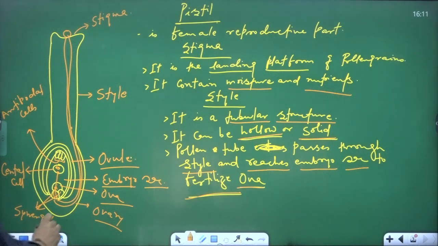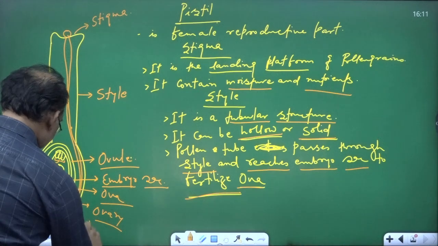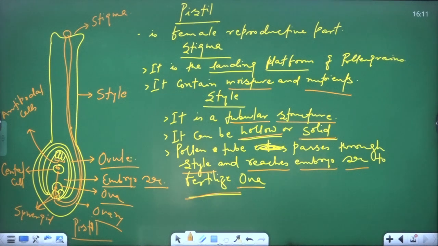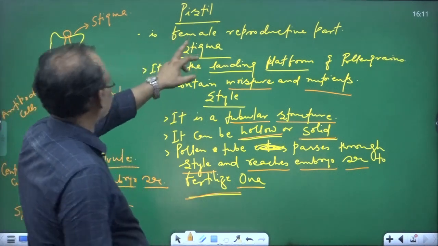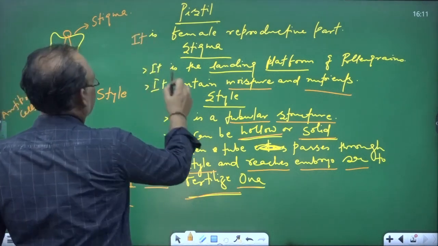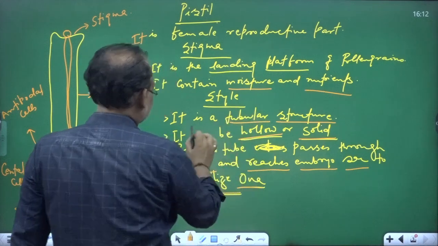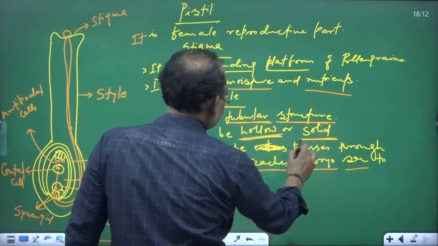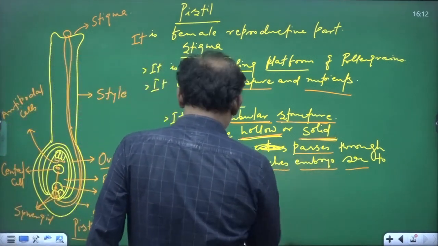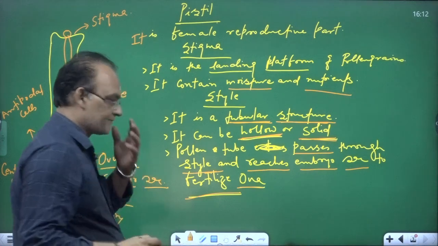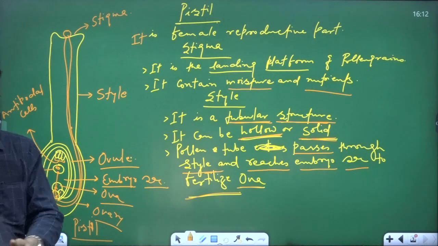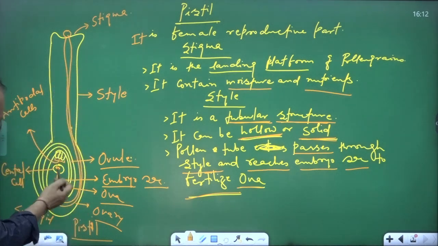So this is the structure of a pistil. Done? Okay. So you understood? So it is the female reproductive part. It is the landing platform. It contains moisture. And it is a tubular structure. It can be hollow or solid. So if it is solid, then it breaks the tissue and then it enters. And if it is hollow, then there is no problem for the pollen tube to go and then fertilize the ova.